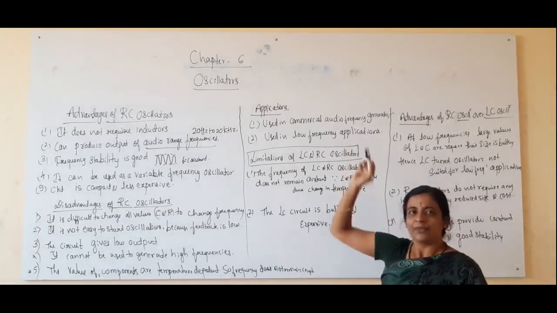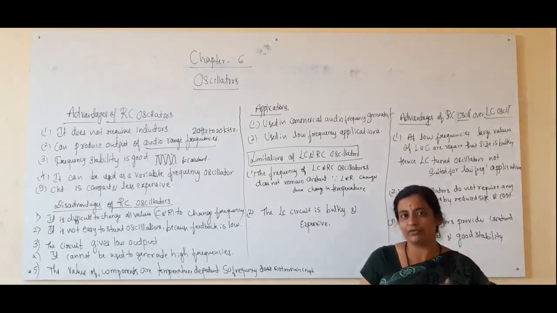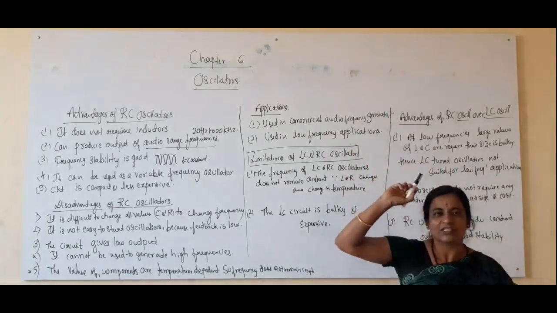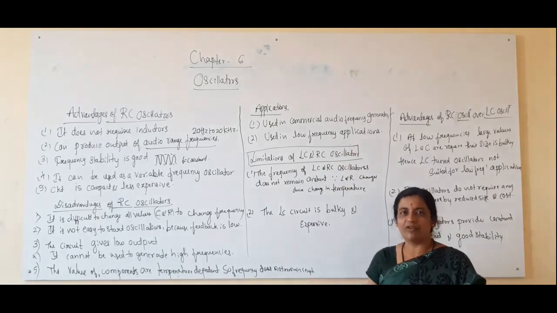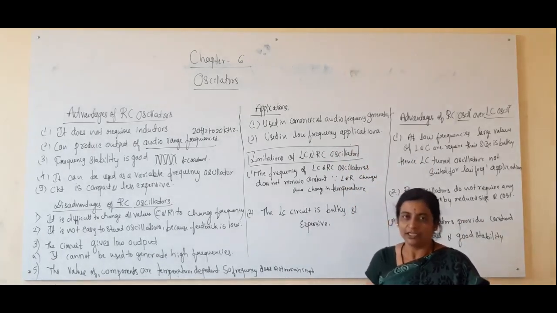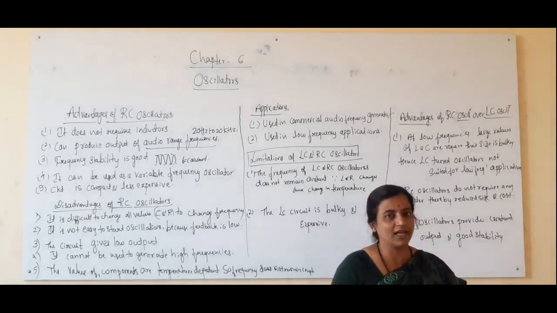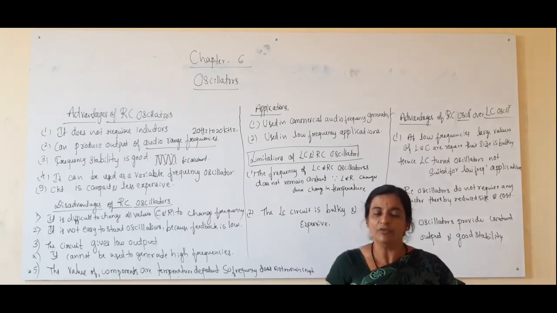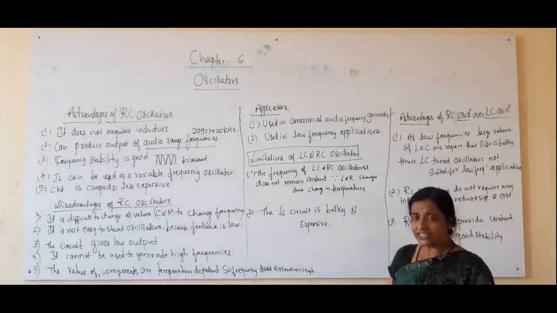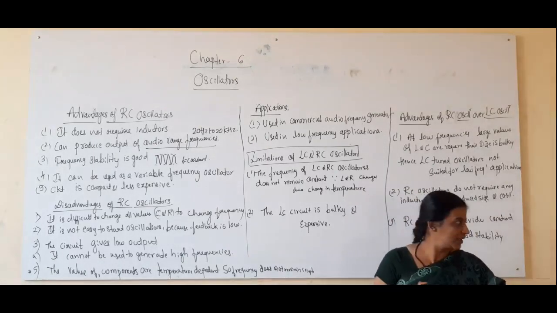So these RC oscillators are used for low frequency applications. Low frequency means smaller frequency, wherever it is required, we make use of RC oscillators. So this is about the advantages, disadvantages, as well as application areas where these RC oscillators are employed. Next, moving on to the limitations of LC and RC oscillators.